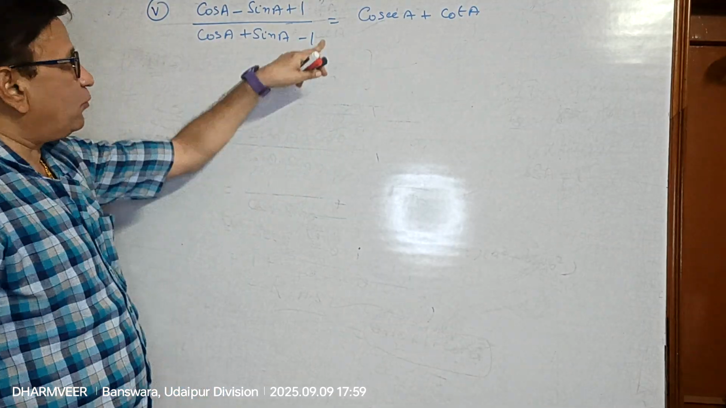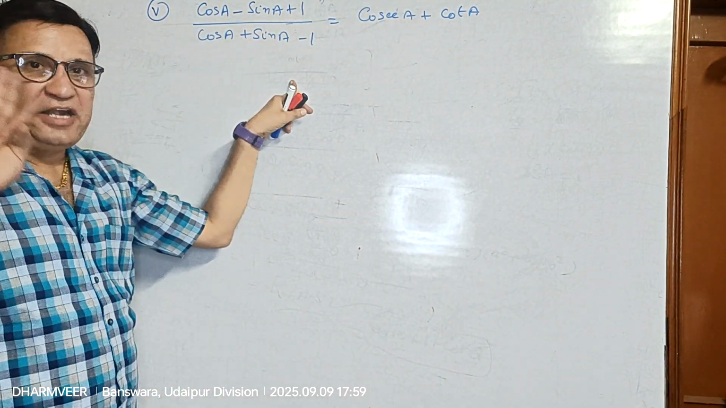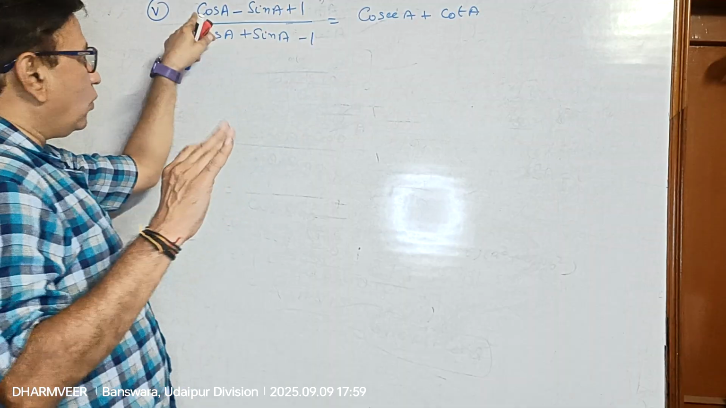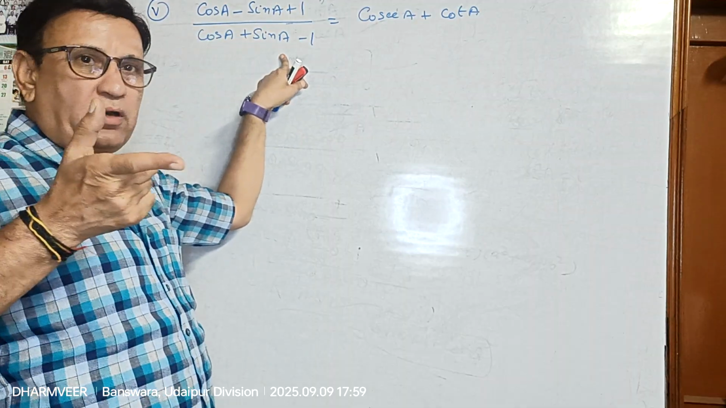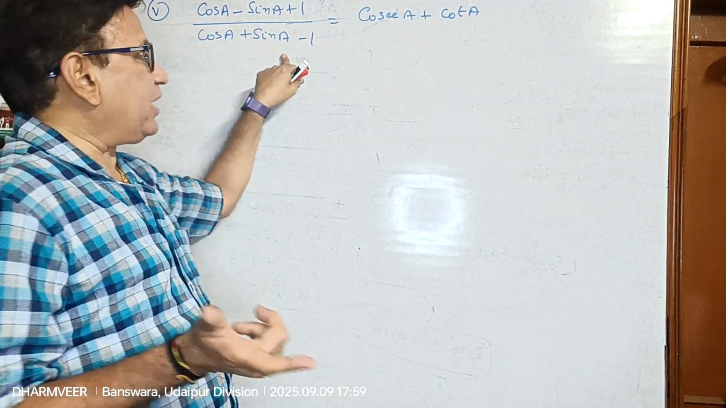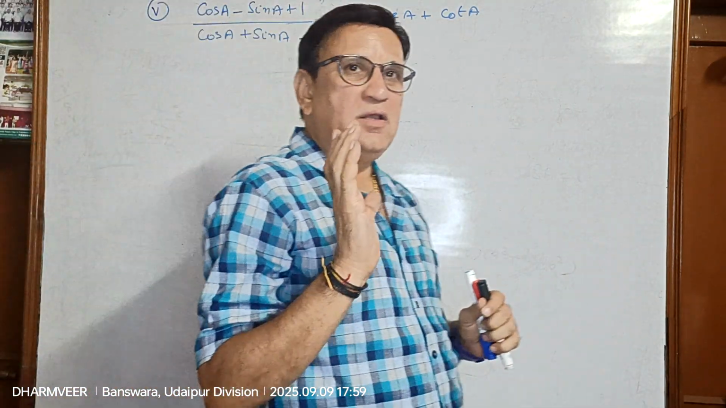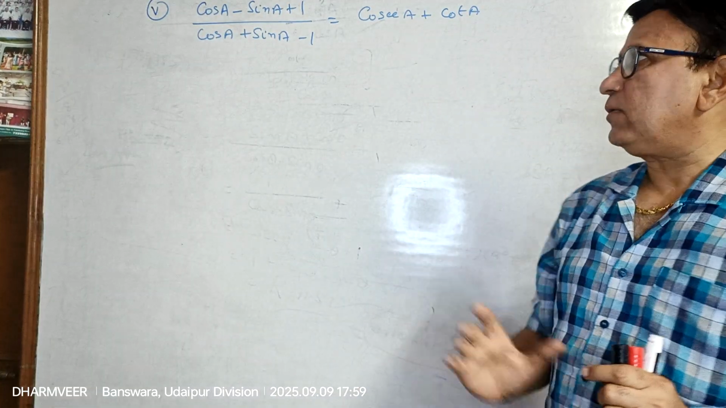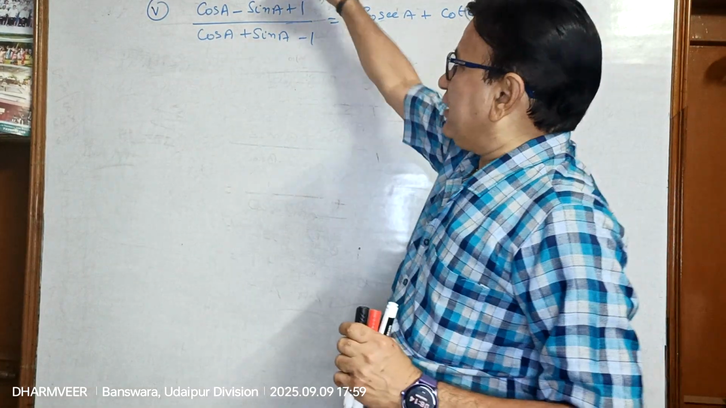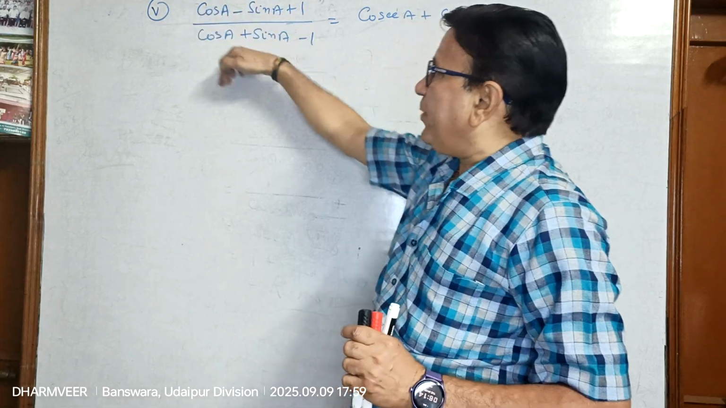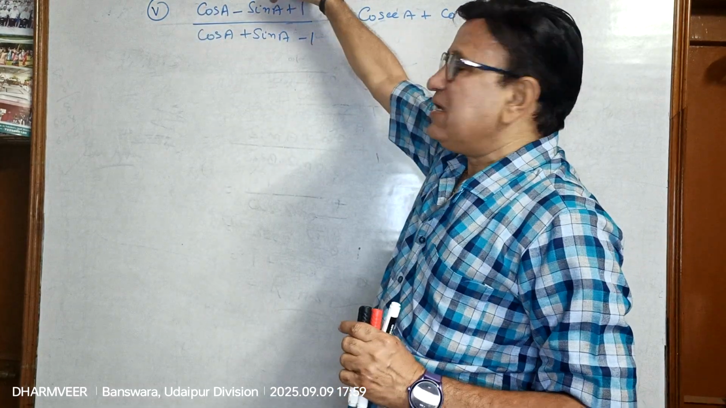Now you have to see first of all, there are three types of questions of the same kind: either cosine and sin, cosine and cot, and then tan and sec, right? So now what is given here? Cosine and sin. So first you have to see where the negative sign is. Before that, sin is here. So you divide this complete denominator and numerator by sin A.